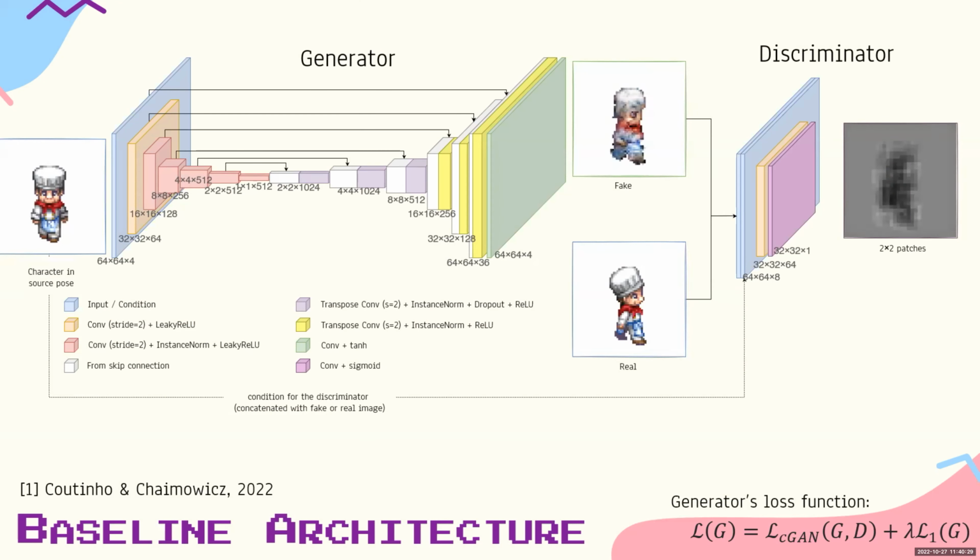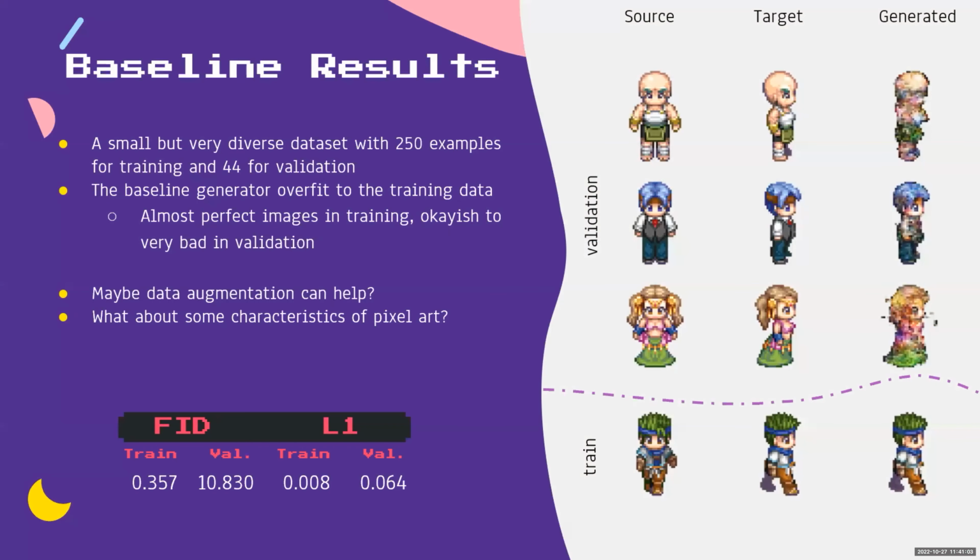So this is our baseline architecture. I do not have the time to explain it, but it's based on pix2pix, as in another work before. It basically takes a source image in a source pose and then generates it in a target pose. There's a discriminator and the whole GAN thing, right? Just for curiosity, our generator has about 30,000 parameters and the discriminator is only about 9,000 to 10,000.